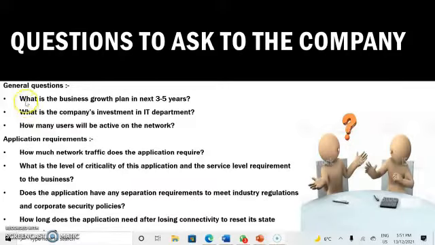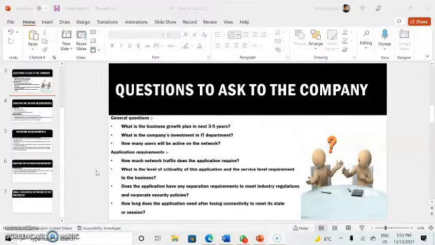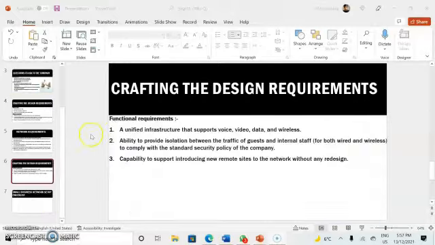Apart from these general questions, I would like to know some of the application requirements, like how much network traffic does the application require, so I can set the load on the server and what is the level of criticality of application, and does the application have any separation requirements to meet the industry regulation, and at last how long does the application need after losing the connectivity to reset its state or session. These are the functional requirements of a network.